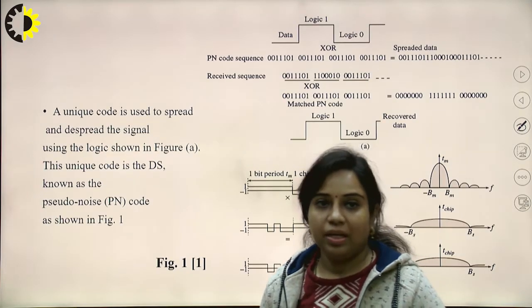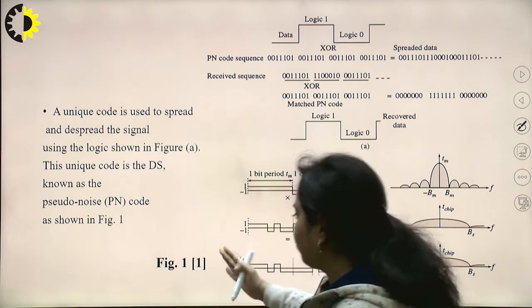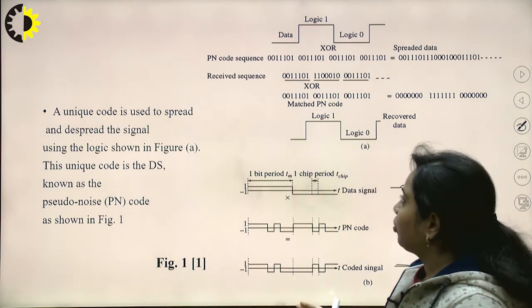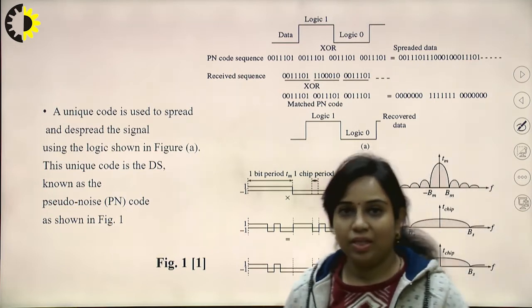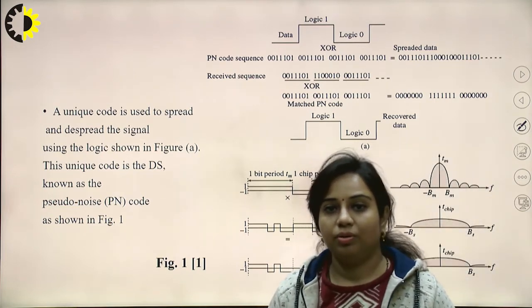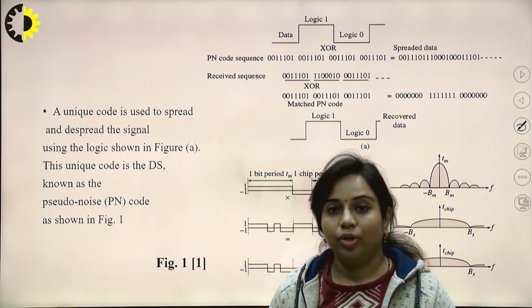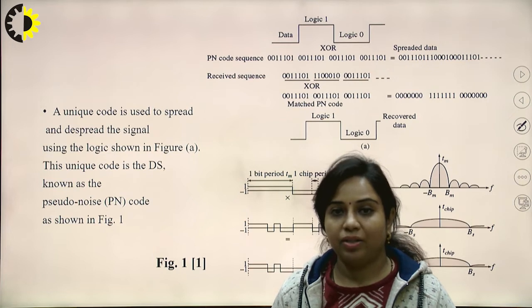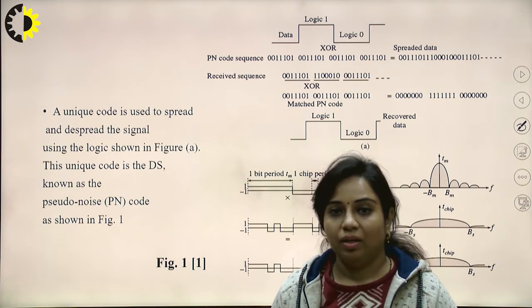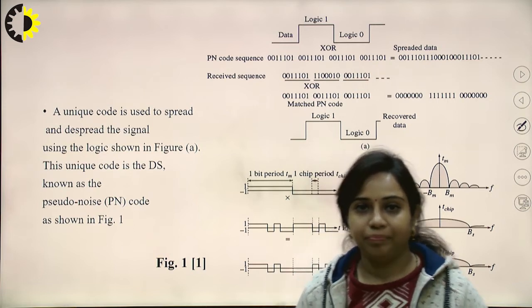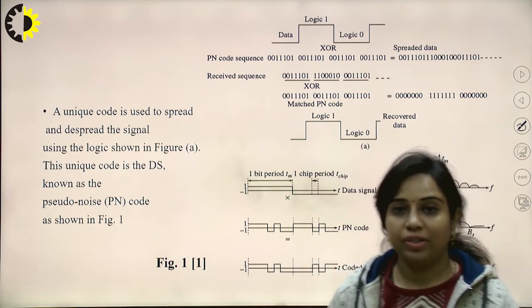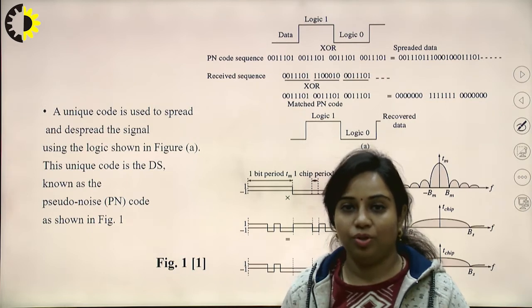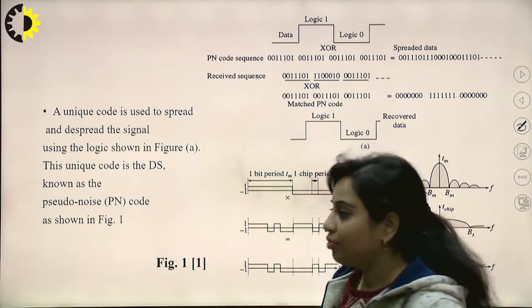So this is a unique code. This figure 1 shows how the PN sequence changes the characteristics of the input signal, or is appended to the input signal, so that the coded language acts as the output waveform, and then the coded language, that is the spread spectrum signal, is transmitted over the transmission medium.